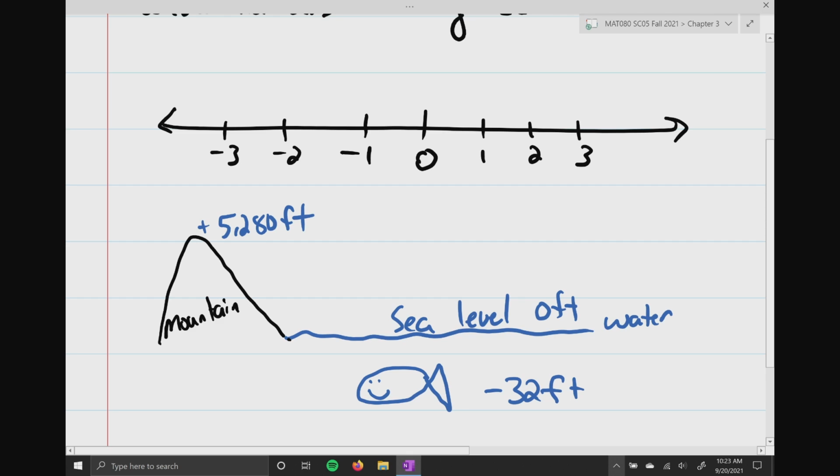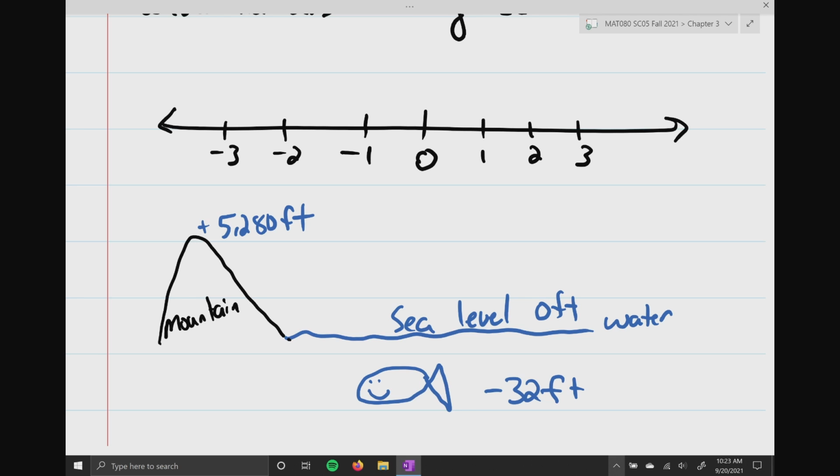But because the fish is below sea level, we would say that fish is swimming at -32 feet. So the idea behind a negative number is that it just tells us it's the opposite. All right? It's the opposite of positive.